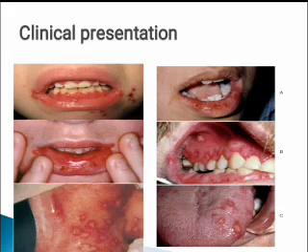This is the clinical presentation of acute primary herpetic gingivostomatitis. You can see the gingiva, you can see the papules, the ulcers, the redness.